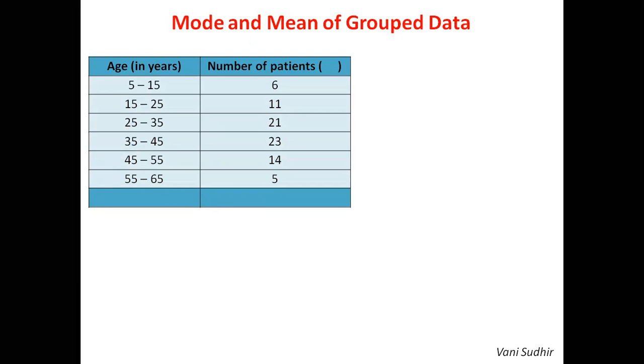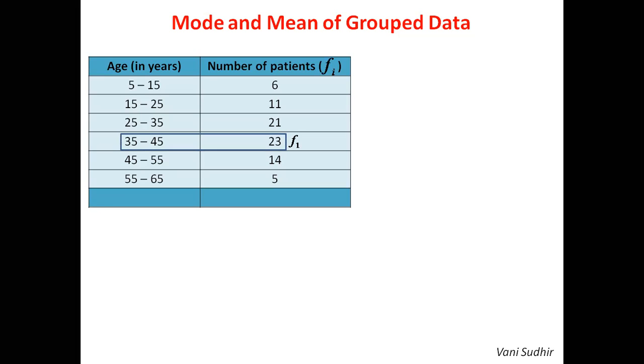But here we do not have individual observations; they have given class intervals, 35 to 45. So we cannot say which observation is the mode. So 35 to 45 is the class, also called the modal class. The highest frequency is 23, and this class 35 to 45 is the modal class. So most of the patients admitted to the hospital are in the age group 35 to 45.